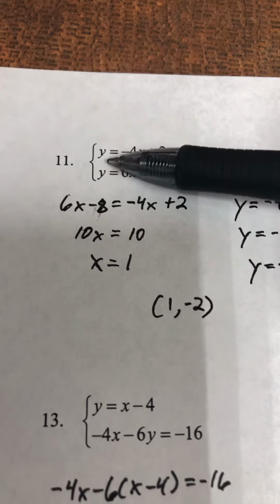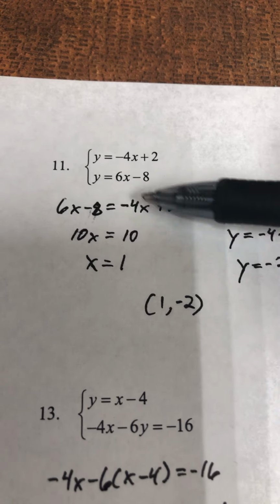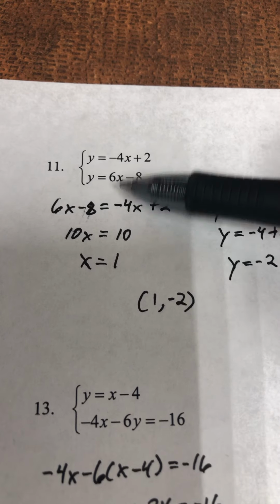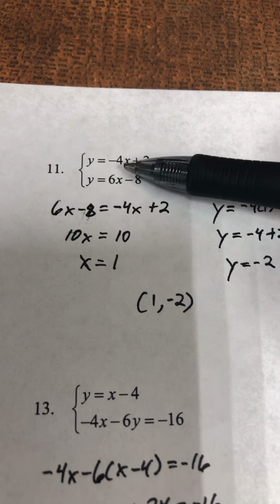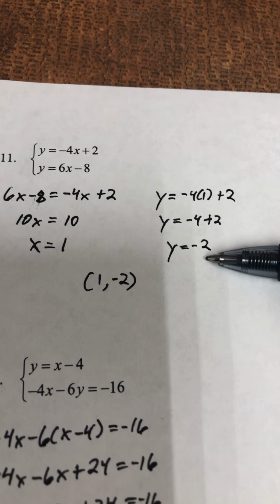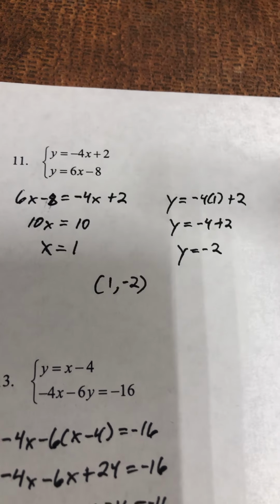For number 11, we have where y equals this and y equals that. So these two are going to be equal to each other. So I can solve for x, and I get 1. I could choose either one of these. And I plug in a 1, you're going to get the same answer. I chose the first one, and I end up getting negative 2 as my y. So your answer is going to be 1, negative 2.